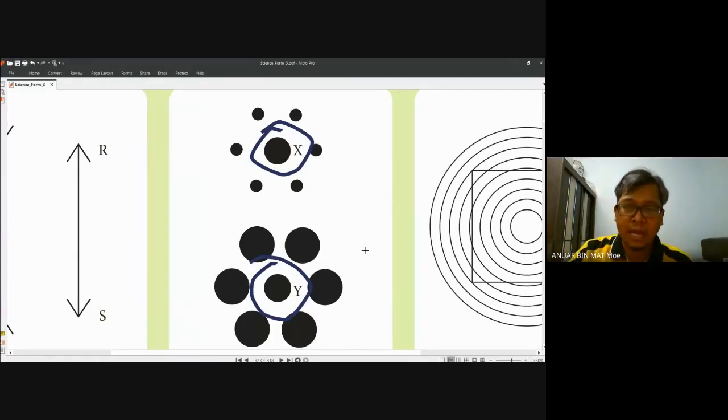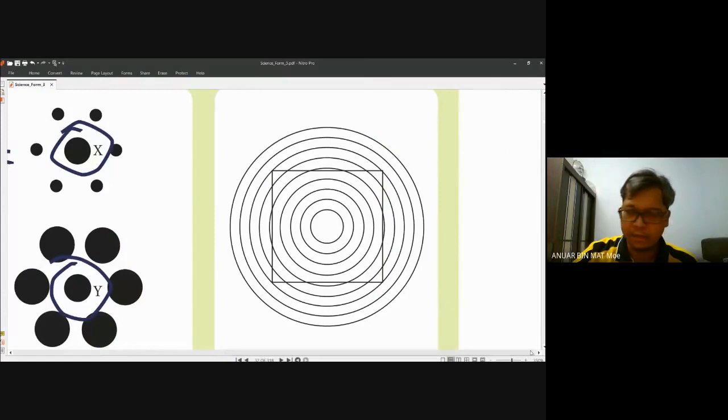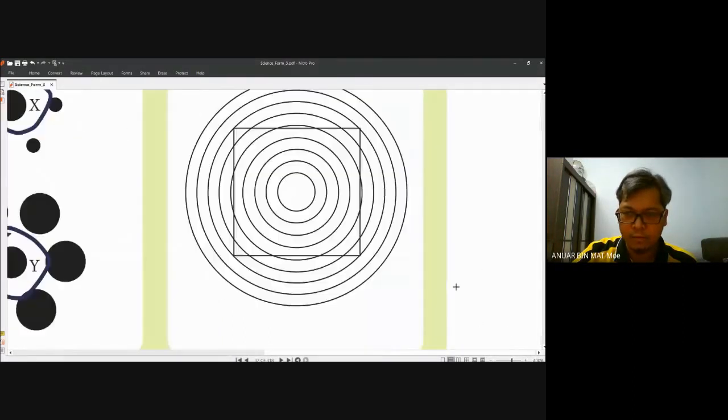But what is the real size? Actually, the real size is the same. This is because of the optical illusion also. Okay, we go to the third picture here. This is the third picture.